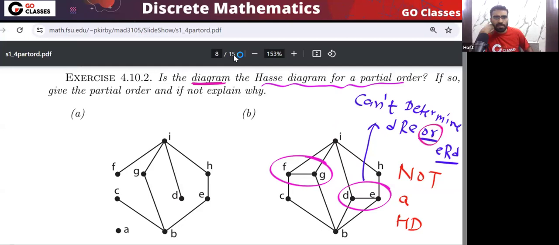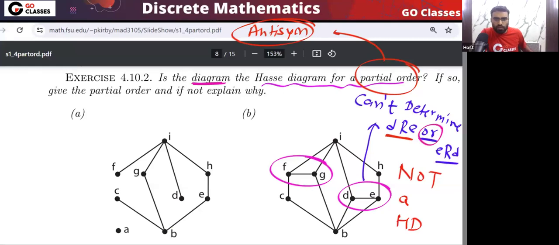Can both happen? Can I say both will happen? Okay, can I say D is related to E, E is related to D? Can I say both will happen? Both cannot happen because a partial order relation is antisymmetric. Because of this antisymmetric property, we don't have horizontal edges.